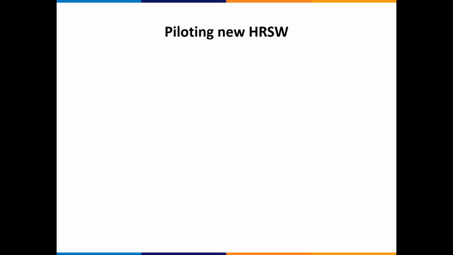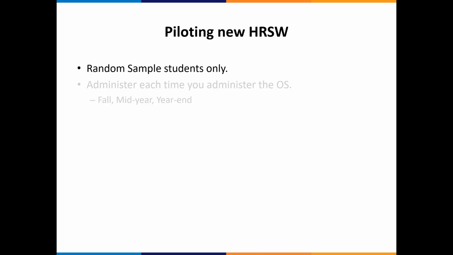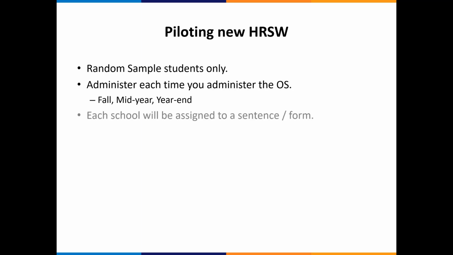All right, let's move on to piloting the new hearing and recording sounds and words assessment. This year we will be testing out a new hearing and recording sounds and words assessment for random sample students only. You and your teachers will administer it each time you administer the observation survey, so at fall, mid-year, and year-end. Those three times a year.